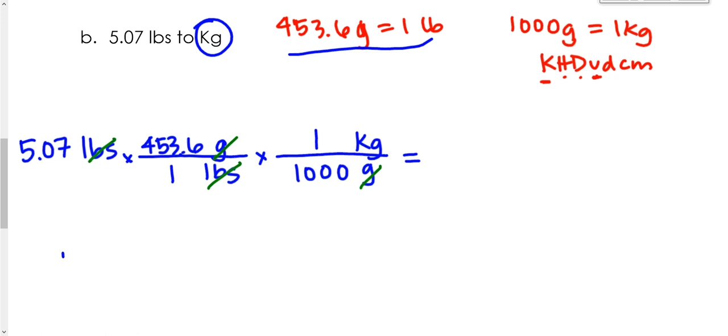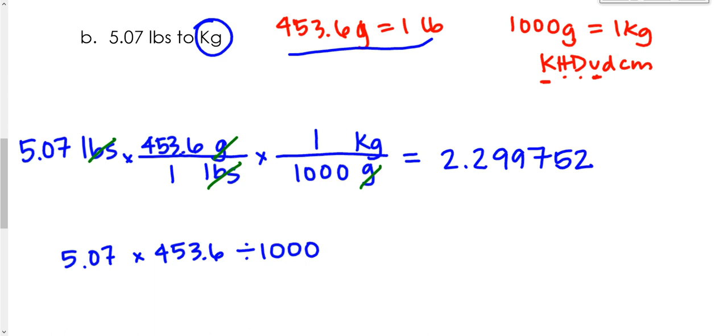So in this case, I'm going to type in 5.07 times 453.6 and then divided by 1,000. Now I don't have to do the times or divided by ones because that won't change anything. So when I type this in, let's see, I'm going to get 5.07 times 453.6 divided by 1,000 is going to give me 2.299752.